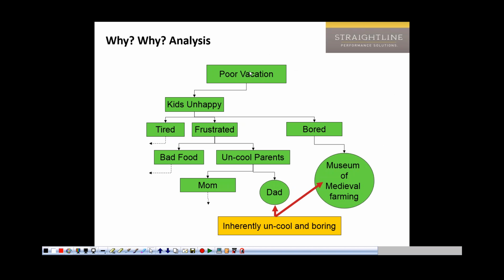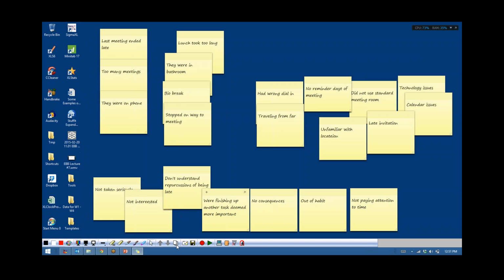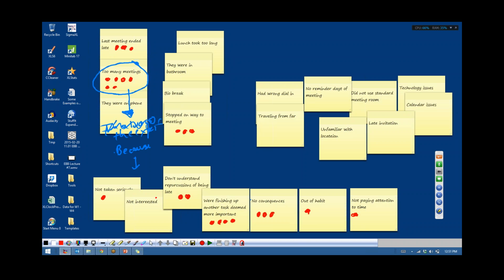Like in this example for the poor vacation, dad being inherently uncool was the root cause. Maybe you leave dad at home next time. I don't know, obviously I'm making that up. But sometimes teams drill down on a number of these different items, and they find the same root cause, which is pretty neat. Like on our example here, we might drill down into why there are too many meetings, and we're finishing up another task that we deem more important, connected to a similar sort of root cause.